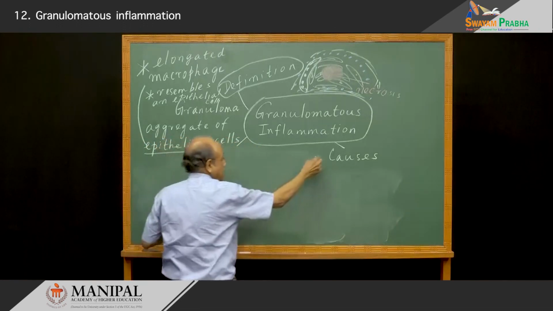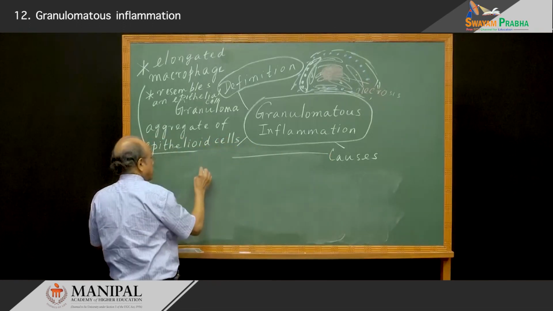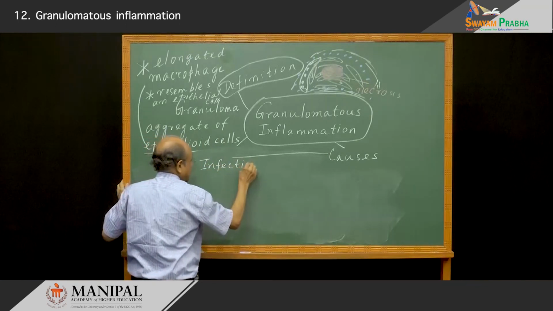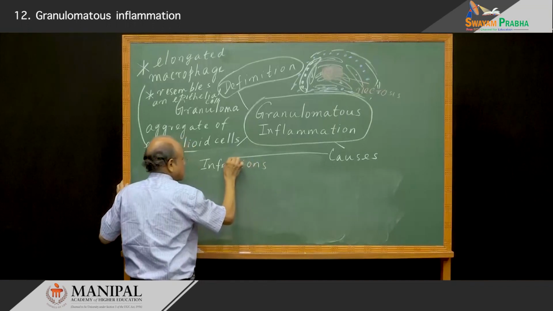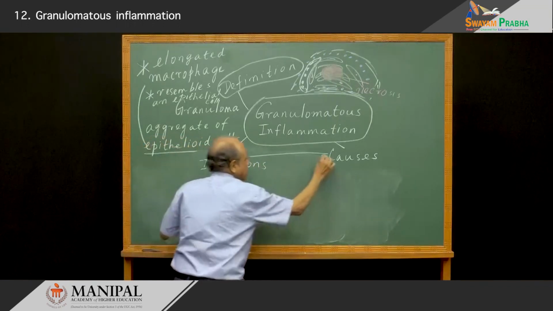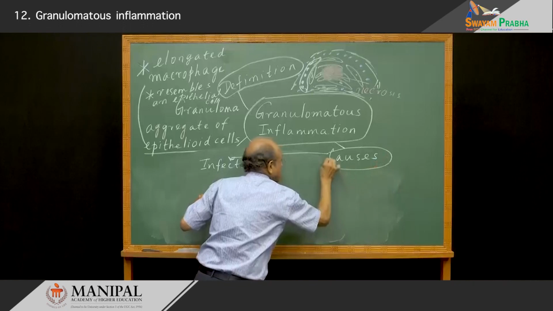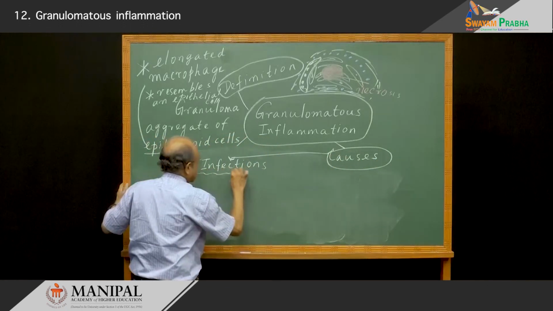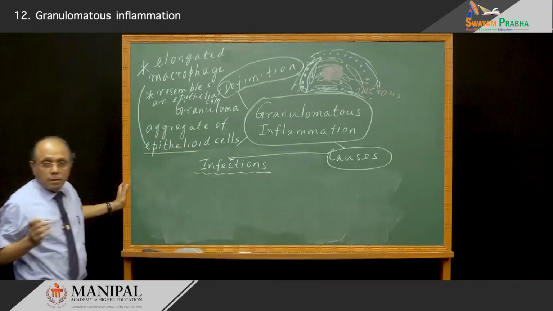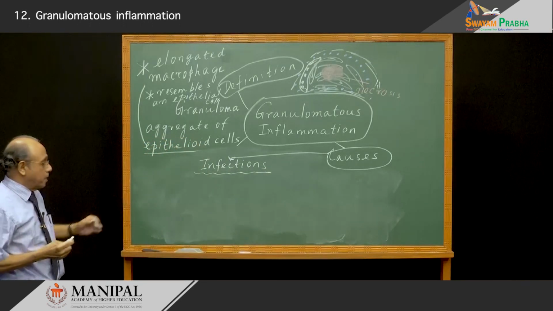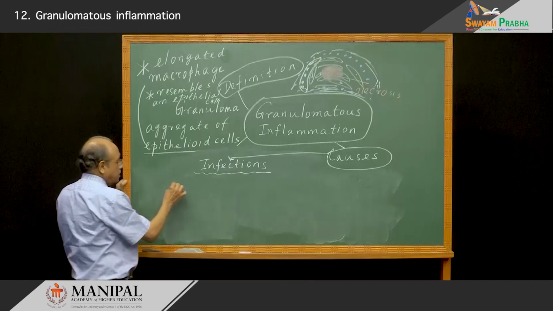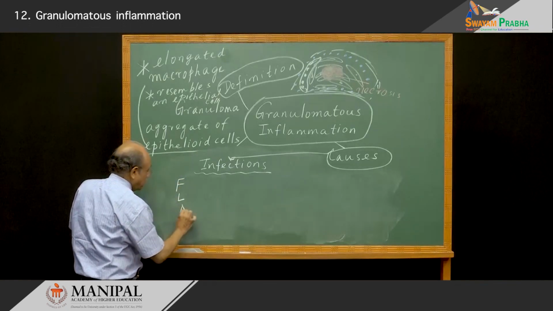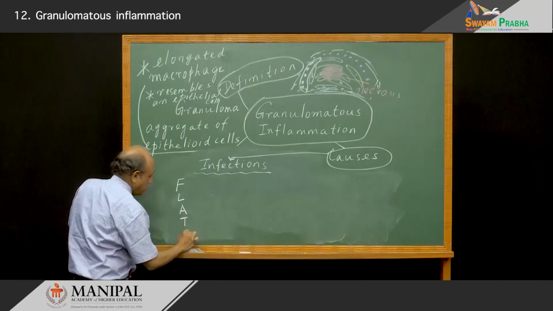The first set of causes are infections. This is the first set of causes. Among the causes, we will look at infections. Now, if you look at infections, there is an easy way to remember the important infections, and the easy way is to remember them as FLATS.